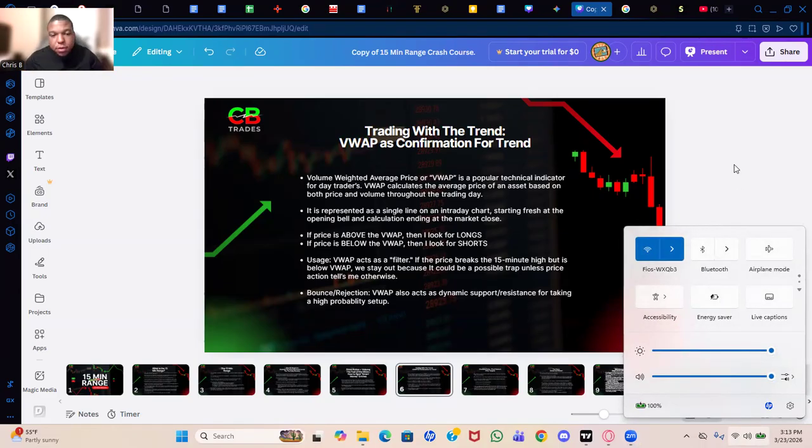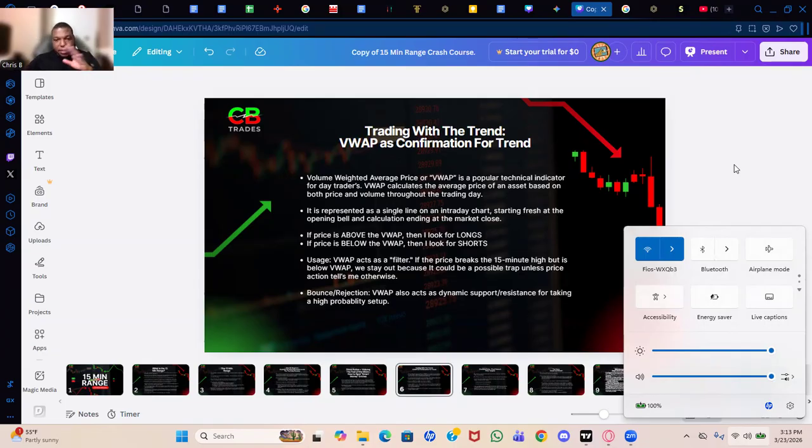In this video, y'all, we're going to be talking about trading with the trend, of course using the VWAP indicator. We use this both for confirmation of the trend as well as levels to actually bounce and reject from. So we also use this indicator definitely for certain setups on certain days, really.